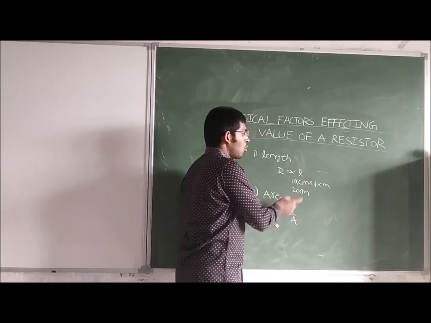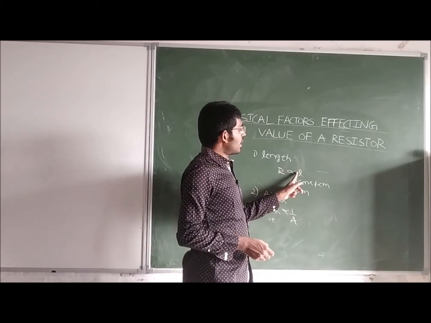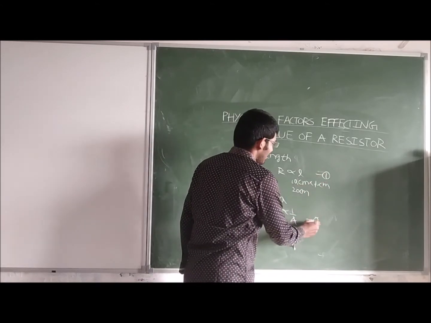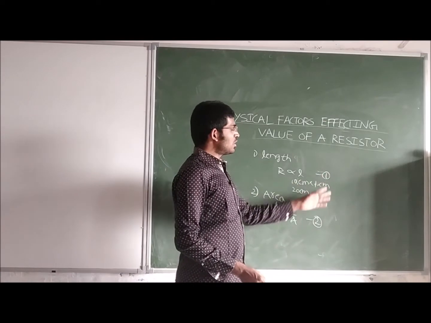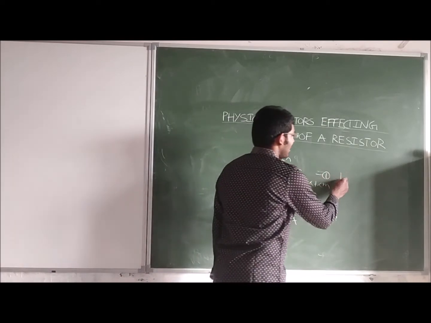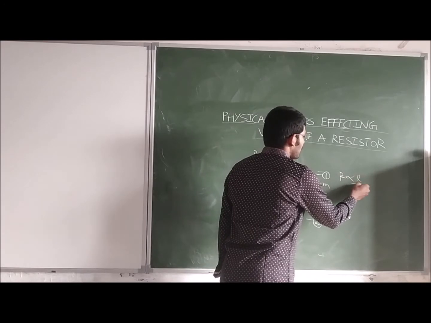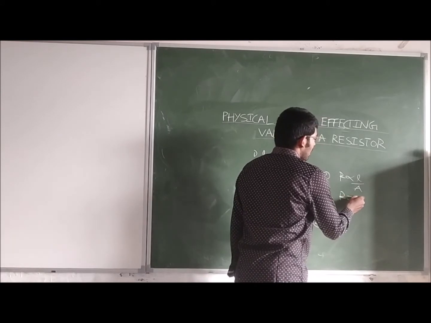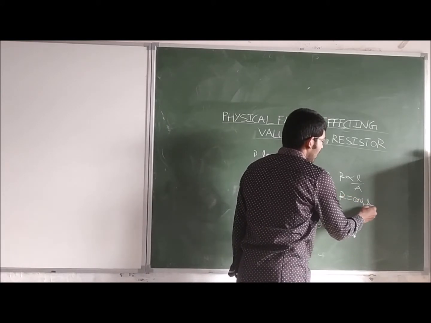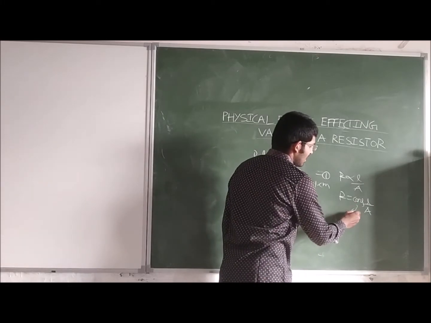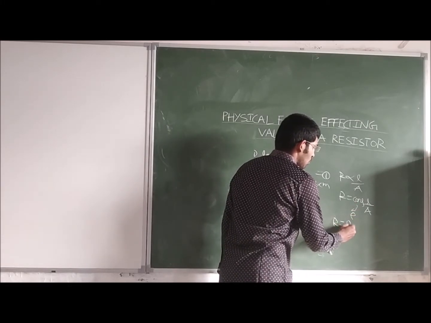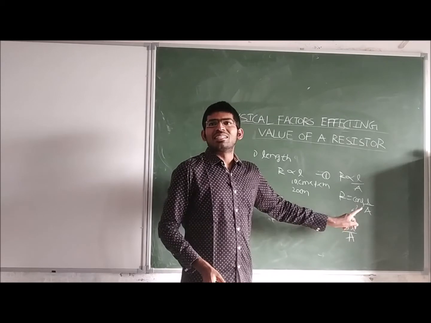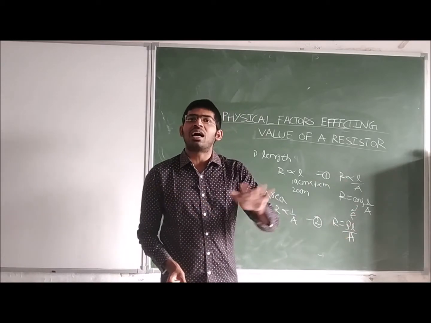Now, from the above, R is directly proportional to L. This is one relation, or you can take it in any form. From these two relations, we can write R is directly proportional to L by A. Therefore, R is equal to some constant into L by A. This constant is rho. Therefore, R is equal to rho L by A. This rho is resistivity. Its value is constant.